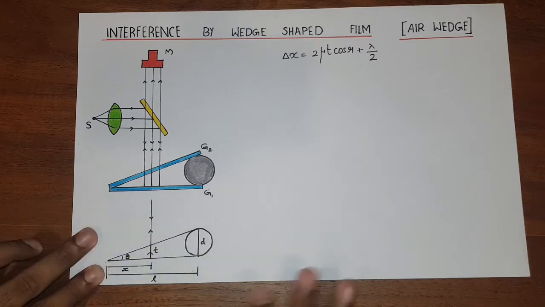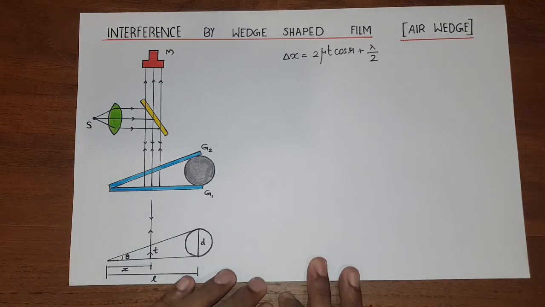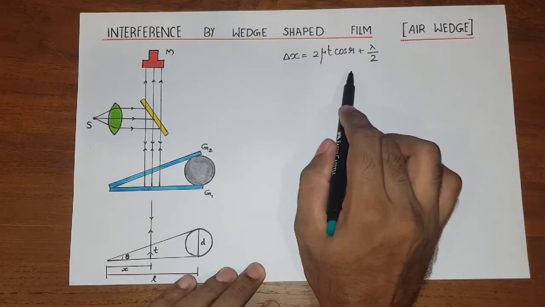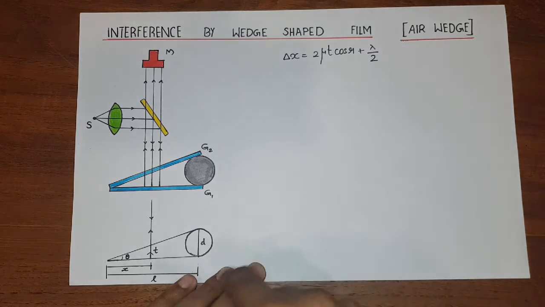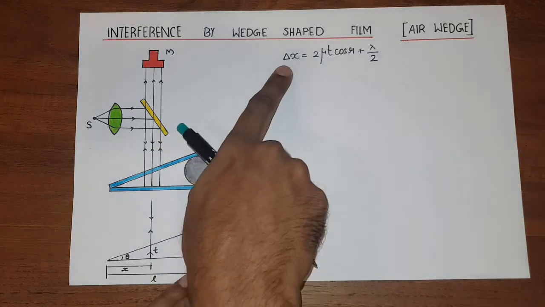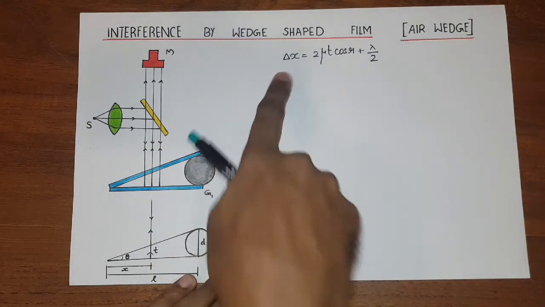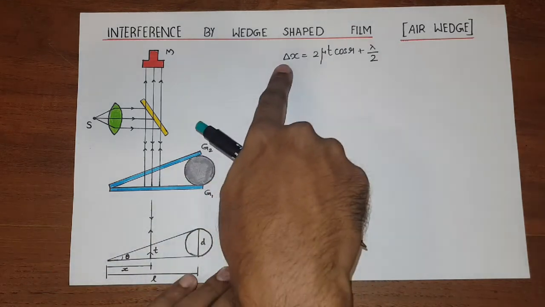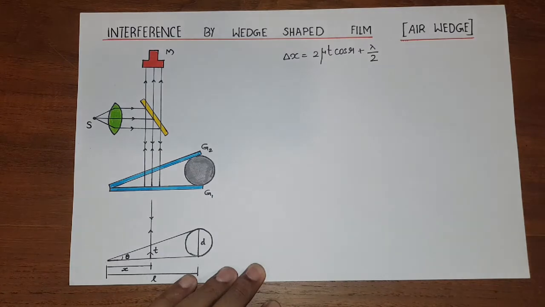This is the whole catch of the air wedge. Now, what else can we do? We now have the equation for delta x. If you substitute the path difference condition for constructive, you will get the condition for constructive interference over here. If you substitute the path difference value for destructive, you will get the condition for destructive interference.